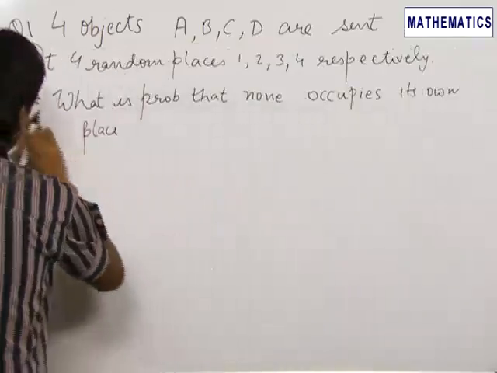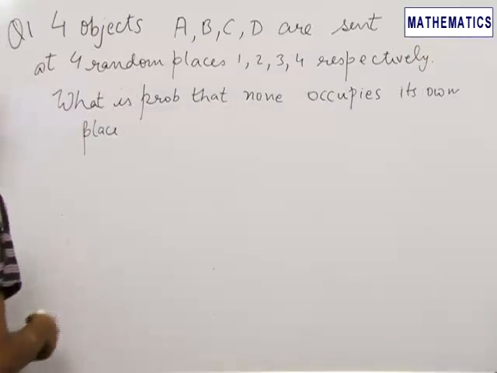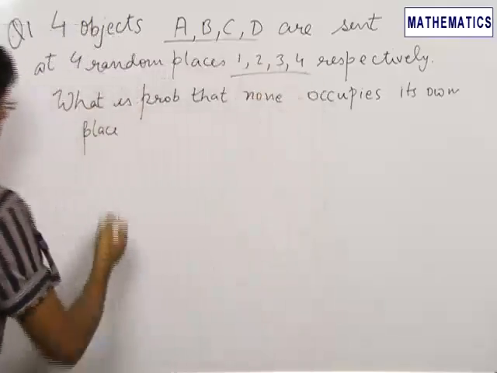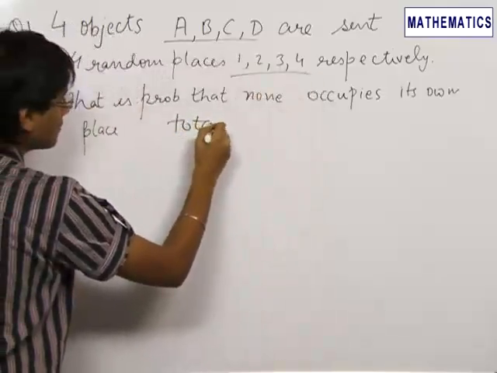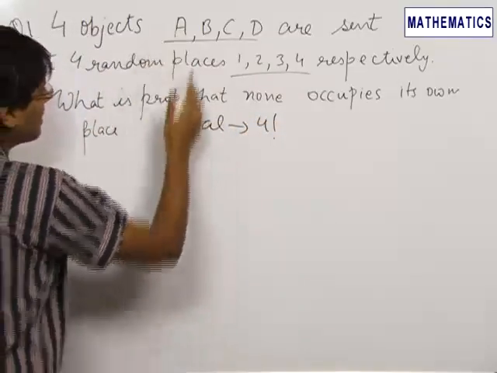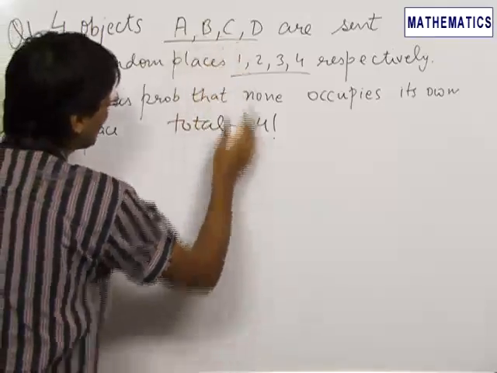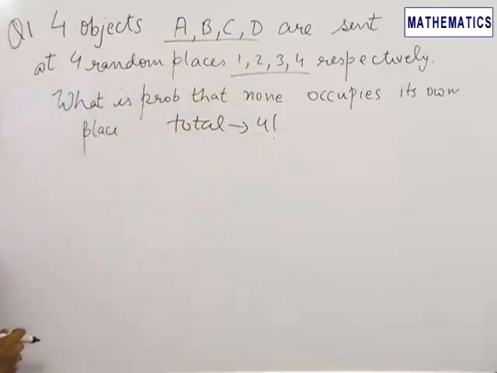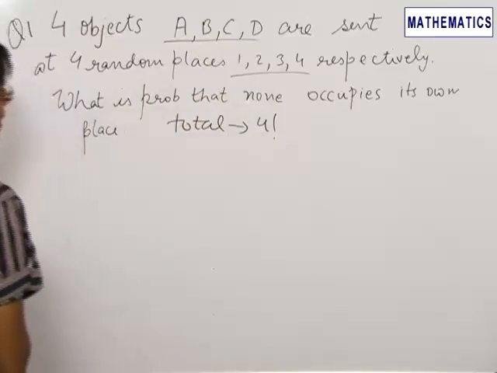To start with this problem, let us first find out the total number of ways in which A, B, C and D can be placed at these 4 positions. The total ways are 4 factorial, because A can be sent in 4 ways, then B in 3 ways, C in 2 and then D in 1. So it is 4 factorial, the total number of ways in which A, B, C and D can be sent at these 4 places.